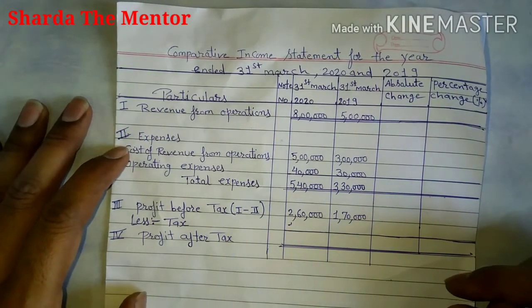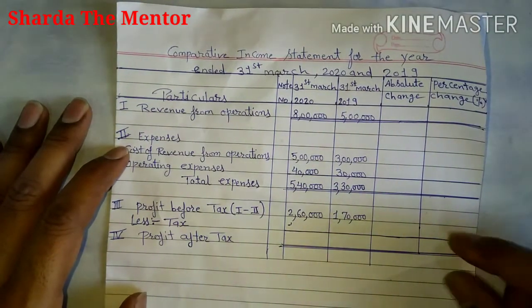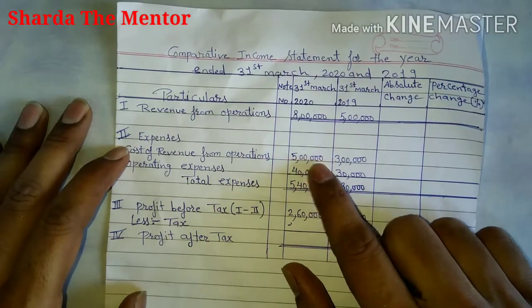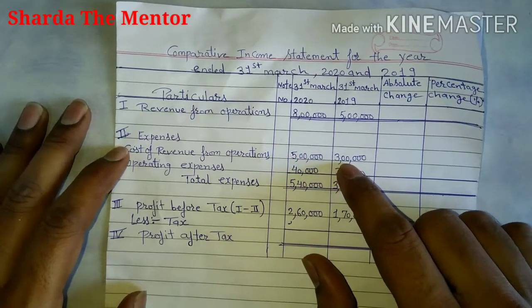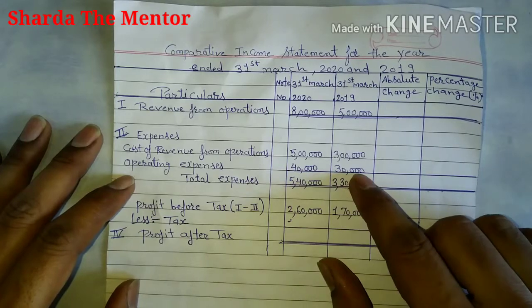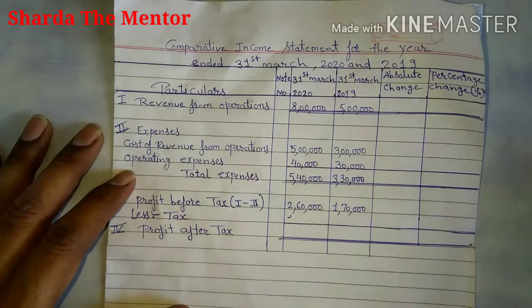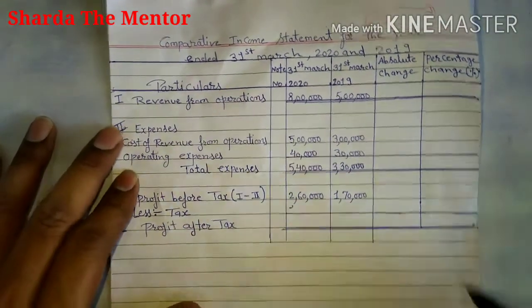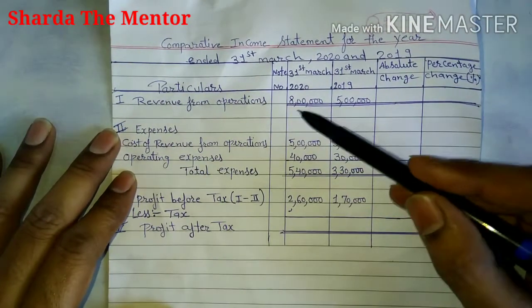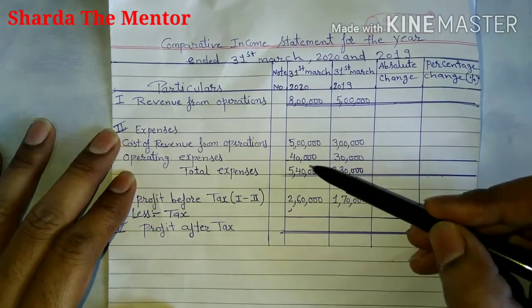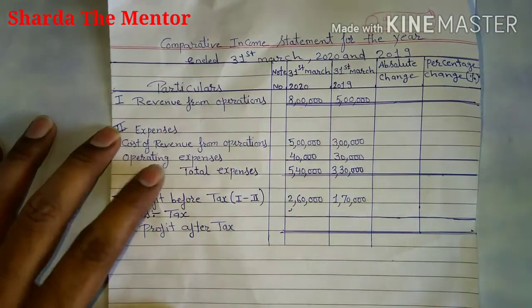After that, cost of revenue from operation, that is already given in the question, 5 lakh for 2020 and 3 lakh for 2019. After that, operating expenses are already given, so you will mention operating expenses here. After that, you have to do one thing, that you want to know the profit. So revenue from operation is 8 lakh and total expenses are 5 lakh 40,000.